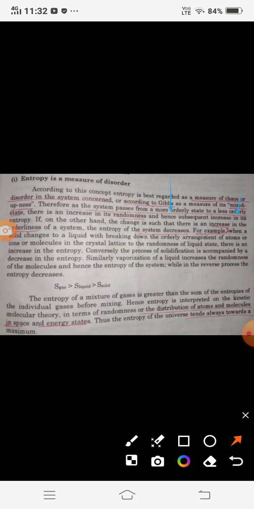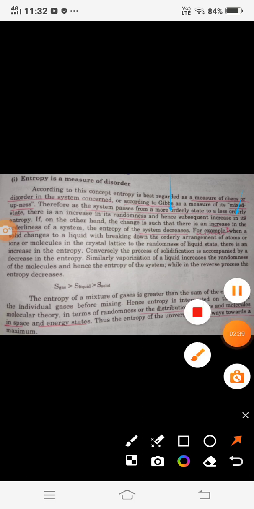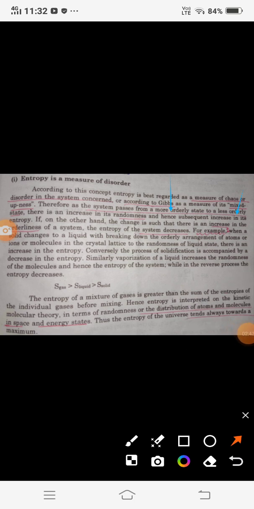Therefore, as the system passes from a more orderly state, what does that mean? When a system is changing from a more orderly state towards a less orderly state, it means the system is going to be less organized, from an organized or managed state into a messed up state. In this way the entropy of the system will increase.